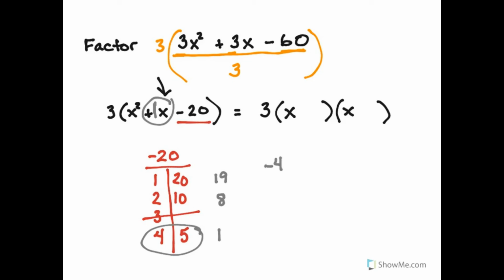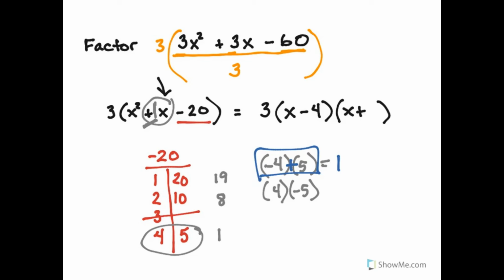So it's either negative 4 times positive 5, or 4 times negative 5, and the one that gives me a positive 1 is the first one. Negative 4 plus 5 is positive 1. So these are my two numbers, yay, and I can just fill them in. X minus 4, x plus 5 is the factorization. But don't forget to include the 3 that we factored out in the beginning.